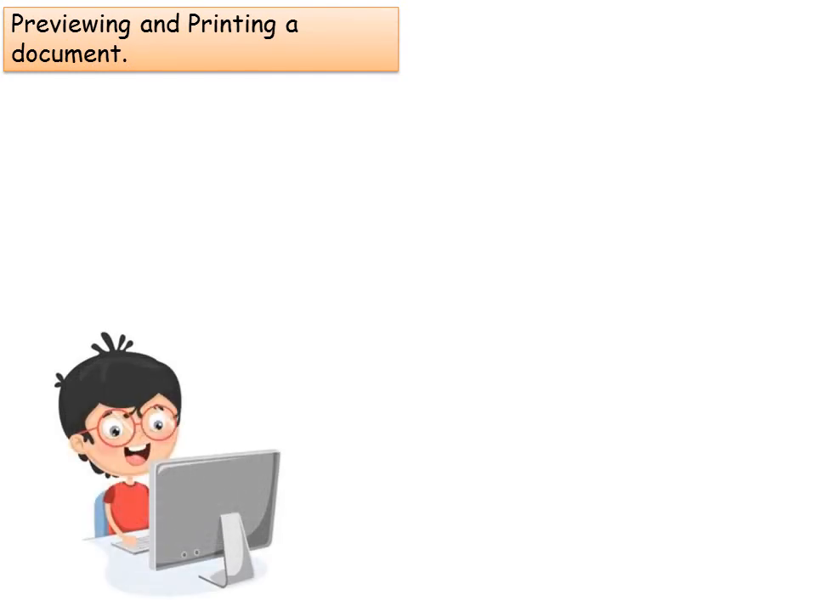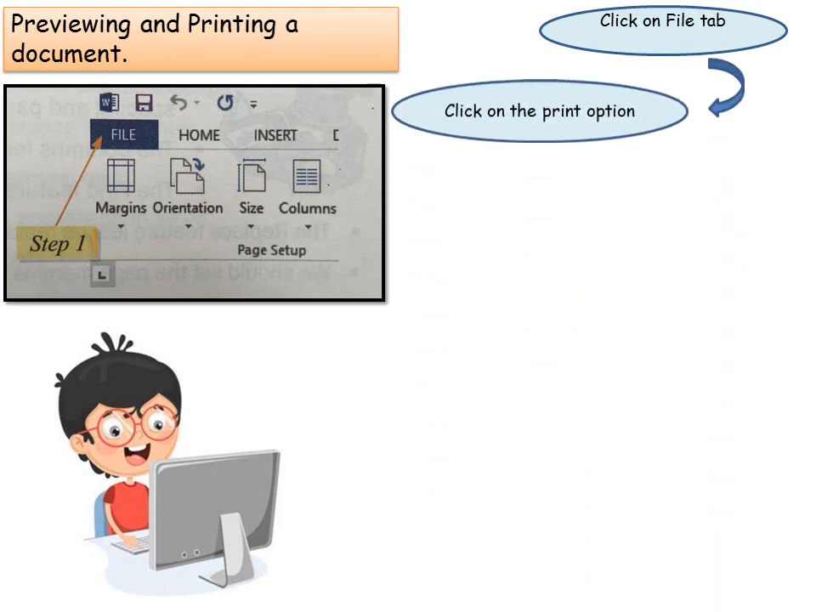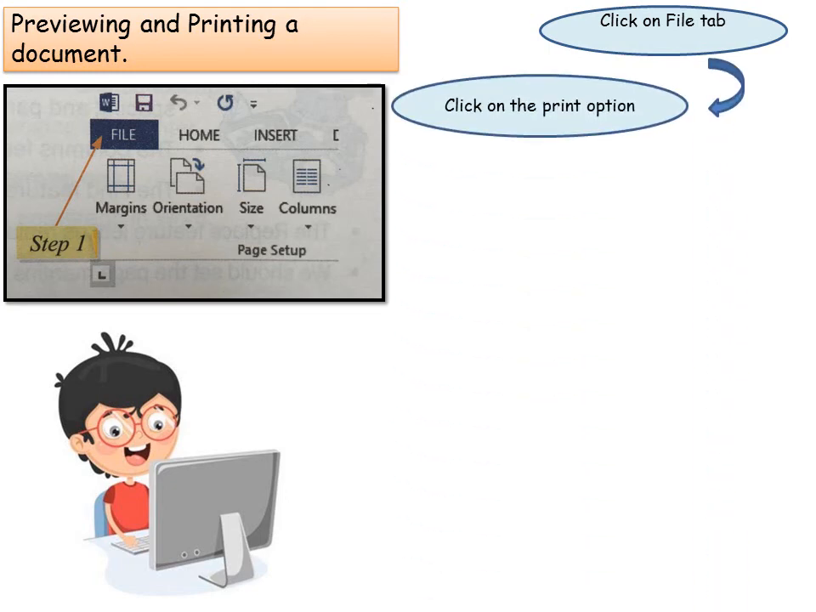Okay, let's get on to our next topic. It is previewing and printing a document. Previewing a document means checking the document before printing it. You can preview and print a document by following these steps. As shown in the picture, first you all have to click on the File tab. Next, click on the Print option.